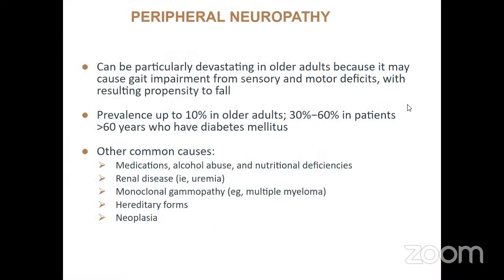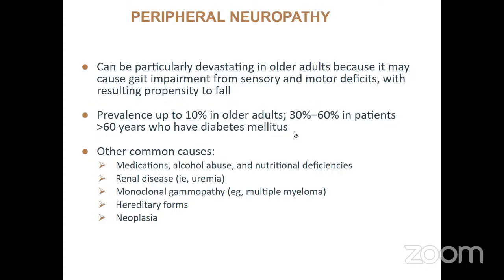Peripheral neuropathy can be defined as damage or dysfunction of the nerve, which can present with the complaint of weakness, numbness, or tingling. It can be particularly devastating in older adults because it may cause gait impairment from the sensory and motor deficits, which can cause falls. The prevalence is up to 10% in older adults and 30 to 60% in patients older than 60 who have diabetes mellitus.